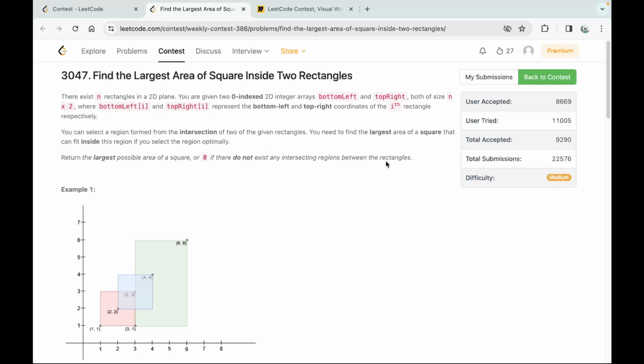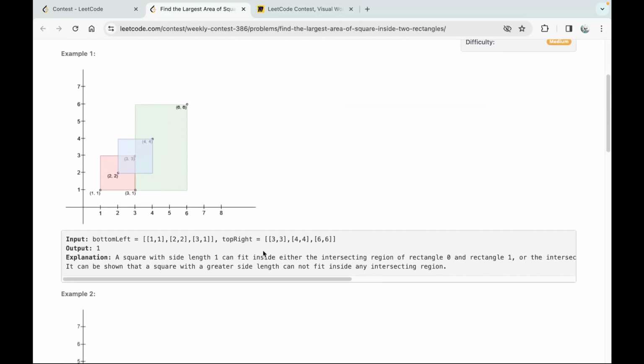Alright, so let's understand what the question is. You're given bottom left and top right coordinates of the ith rectangle like this, right? So see, this is the bottom left and this is the top right corner. So this and this, for the 0th rectangle, these are the coordinates for bottom left and top right. So this is how the arrays are given to us.